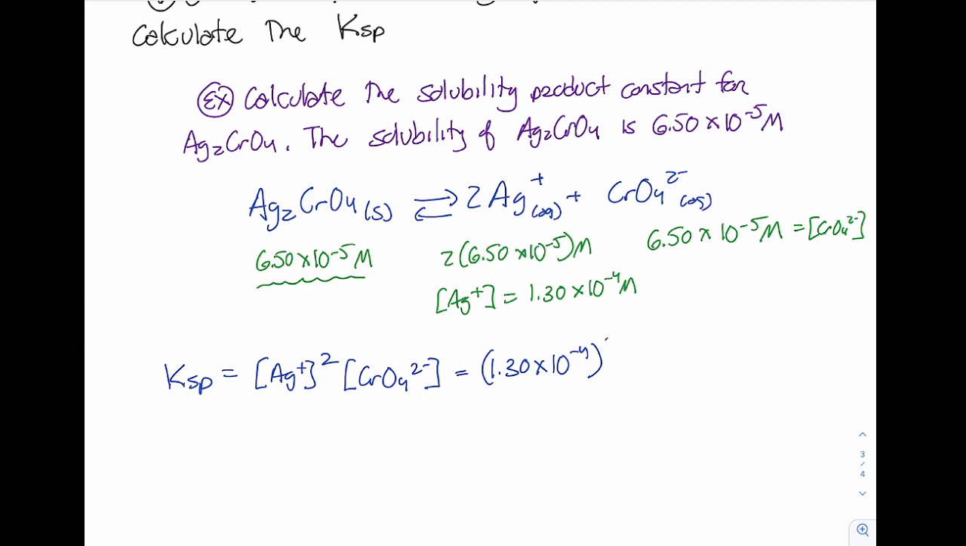And then I still need to square it. Be really careful. This is the biggest mistake that I see. We have to multiply this number by 2 to get the concentration, right? The reason we're doing that is because of this 2, right? Whatever this concentration is, twice that amount. So that's where this is coming from. I still have to square it though, because my expression says to square it.